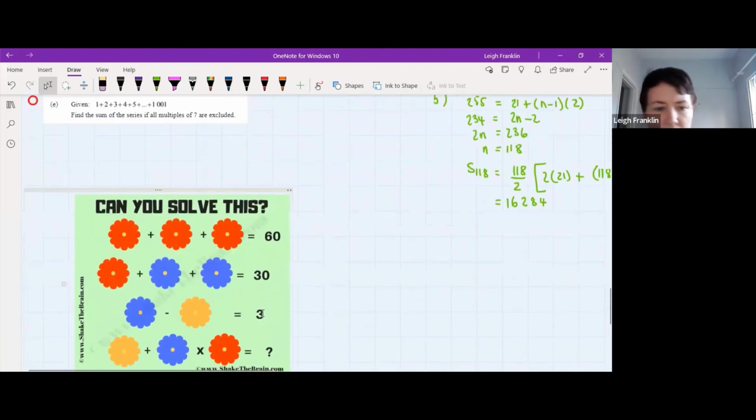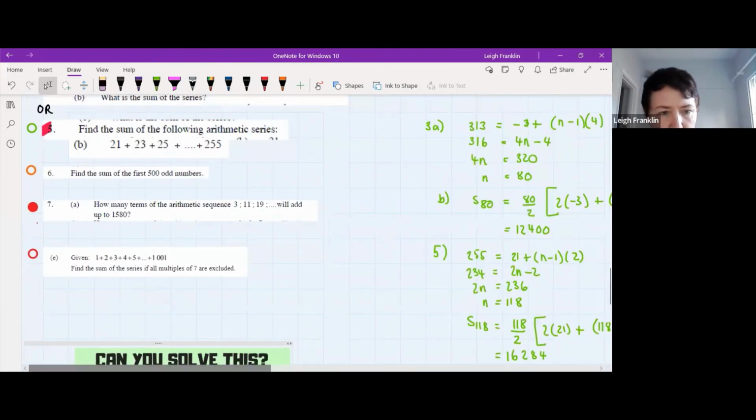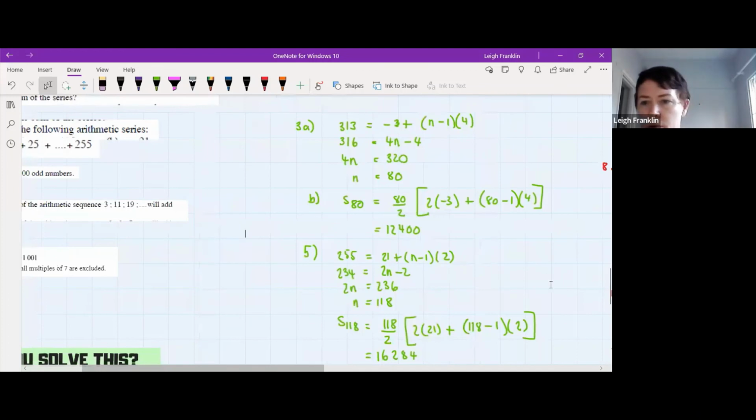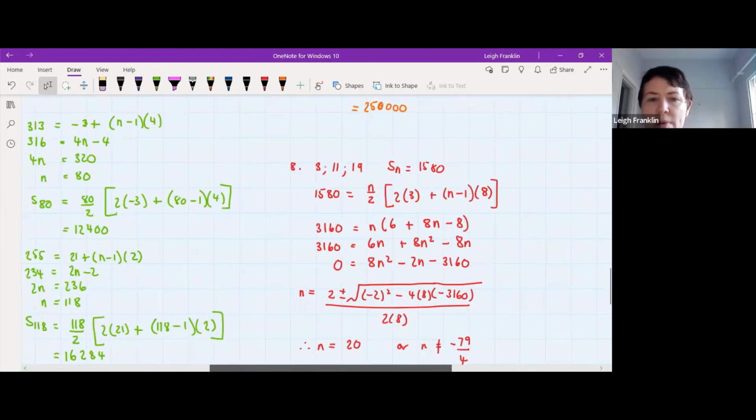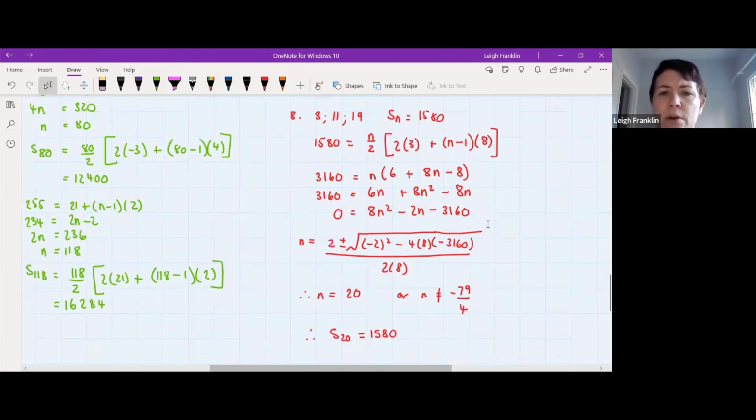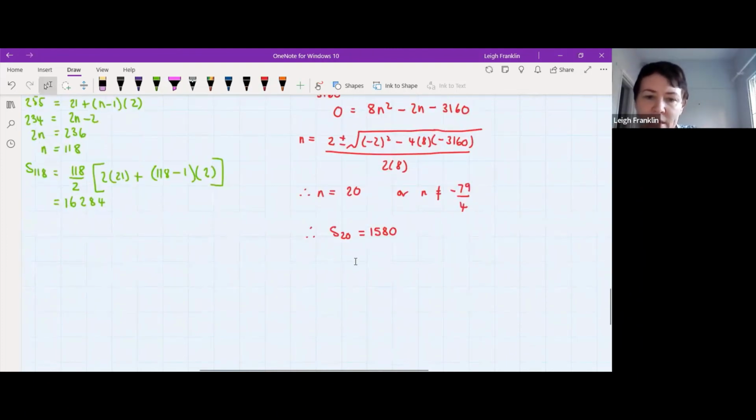Where is 7? Did I not do 7? Am I going crazy here? Oh, there it is. Sorry, I just called it 8 for some reason. Okay, my apologies. All right, here we go. Here is question 7. Okay, so you should have worked out that it was 20. Sum to 20 is 1580. How did that go?